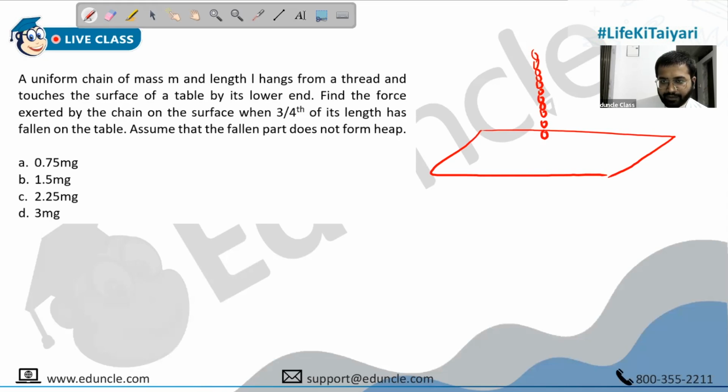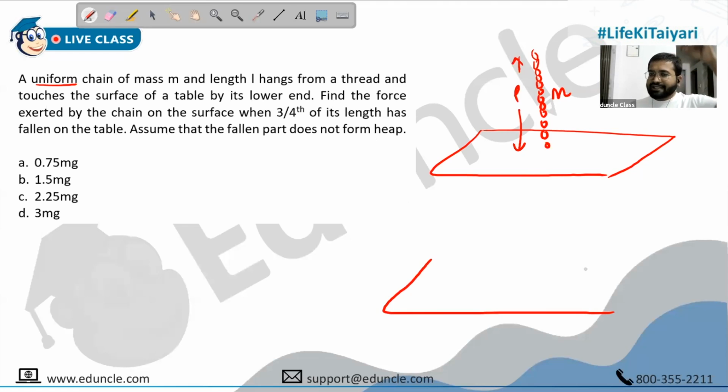And it has length L, people, and it's uniform and it has mass m. Okay, it's uniform also, so mass is equally distributed. Find the force exerted by the chain on the surface when 3/4 of its length has fallen on the table. Okay, so now you just have to release it.